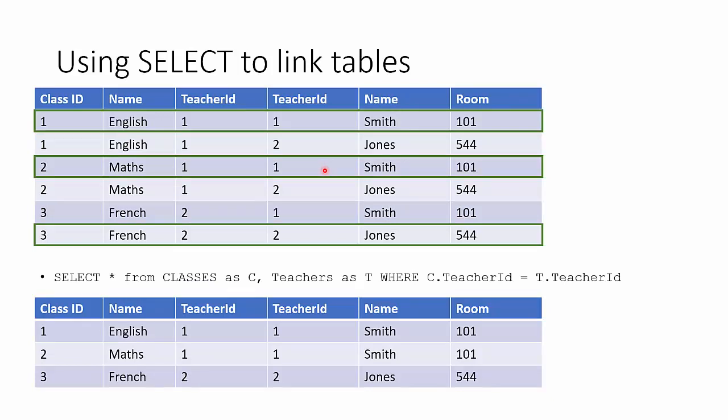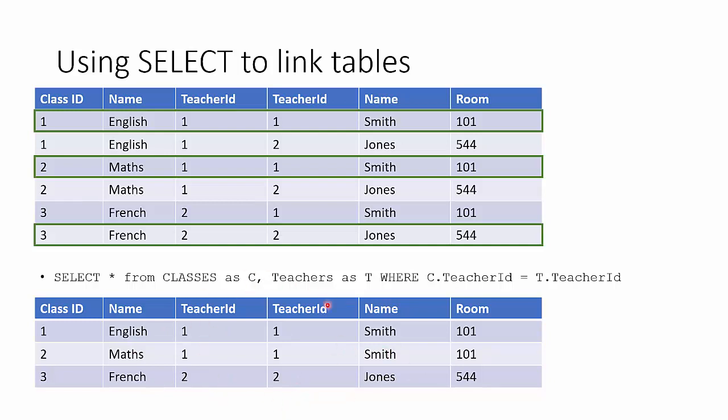The next thing we are going to do is filter all of our possible combinations. Only show me where the class's teacher ID is the same as the T.teacher ID. So that's all of these records that are in green. Anything that doesn't match this criteria, filter it out, get rid of it. Now I've got English with a teacher ID of 1 matching a teacher ID of 1 from the teachers table, Smith. Maths with a teacher ID of 1 matching onto a teacher ID of 1 from the teachers table, Smith, and then French 2, and Jones.